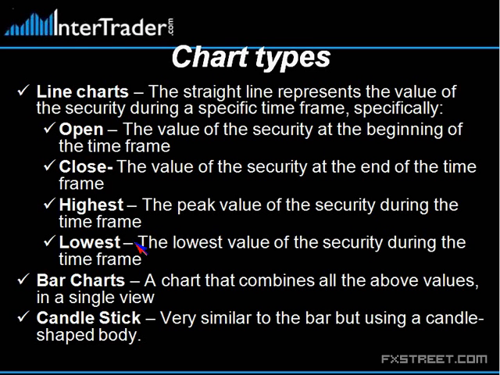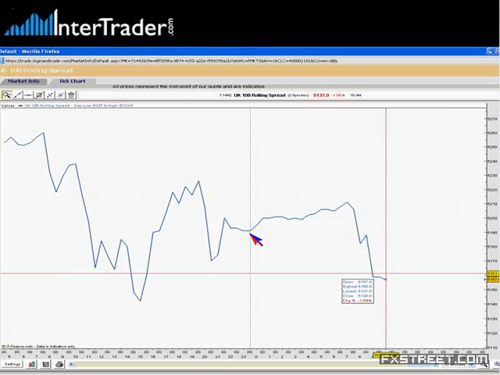Our bar chart really just combines all these things together and makes it quite an easy, simple way to look at it. All these time frames are actually one bar. Then we have our candlestick, which is very similar, but we use a shaped body in different colours to indicate how our charts are forming.